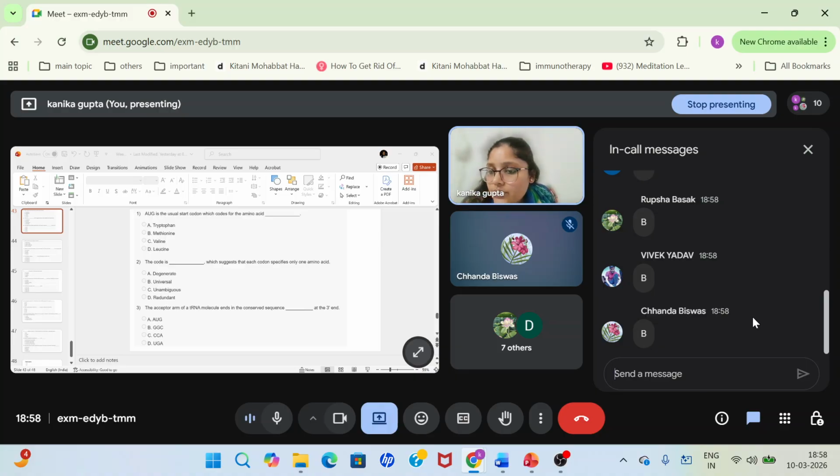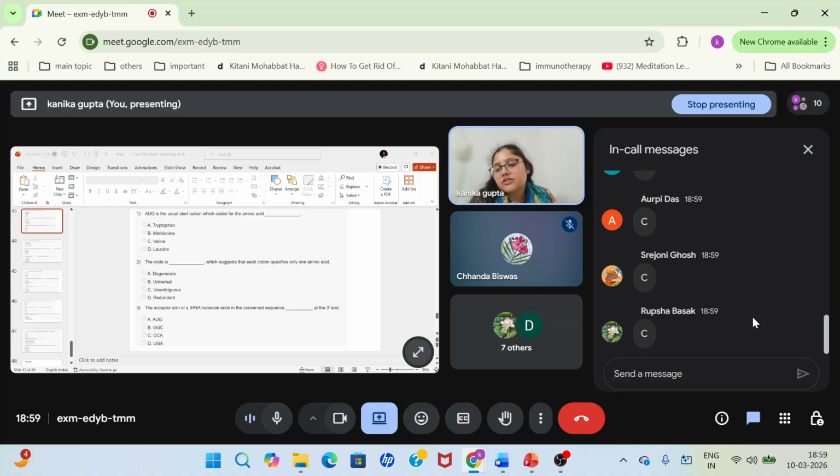Okay. Next question: the code is following which suggests that each codon specifies only one amino acid. Unambiguous. Yes.